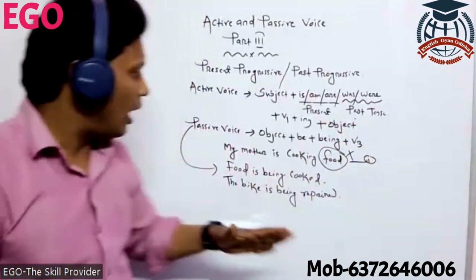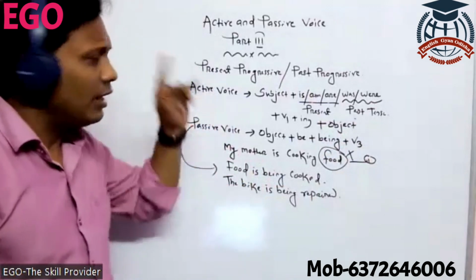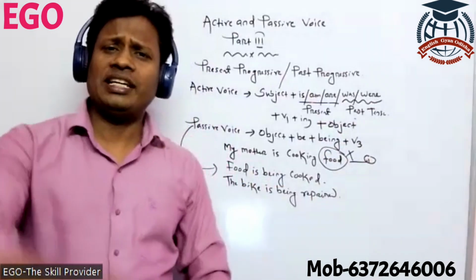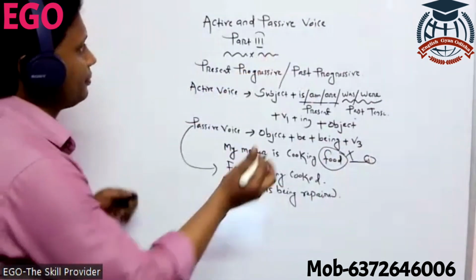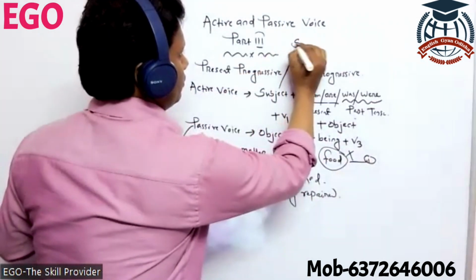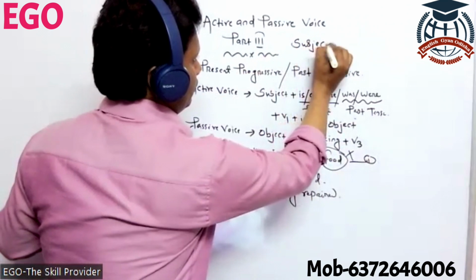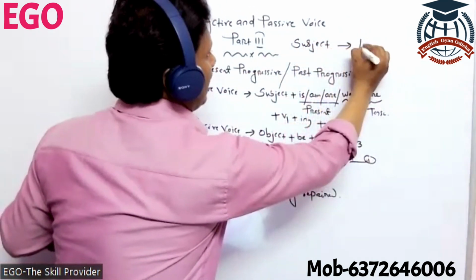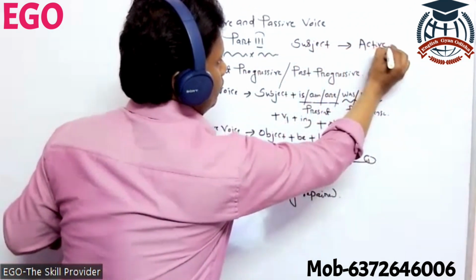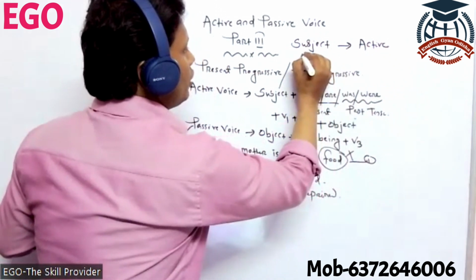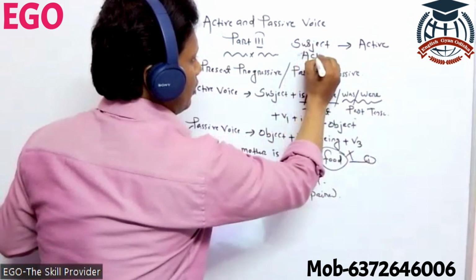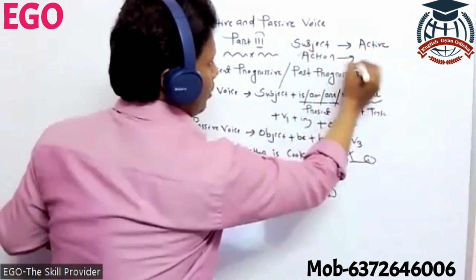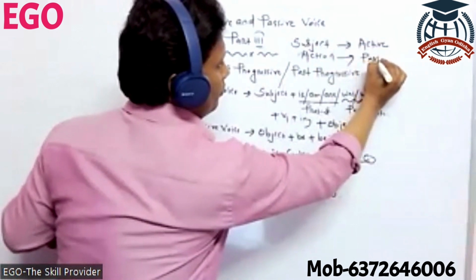So basically the situation is very common. If you want to focus on subject, then active. If you are focusing on object, sorry, action, passive. That's all.